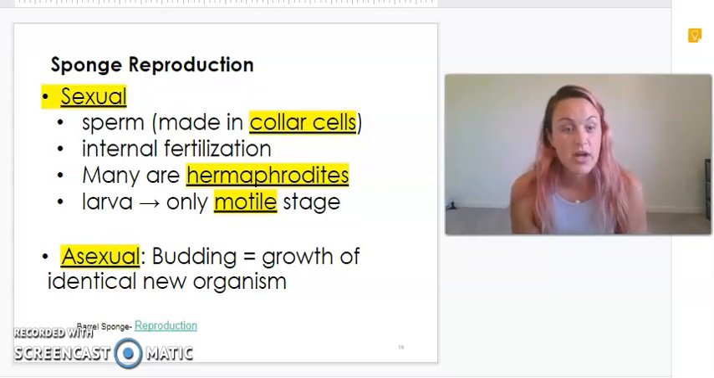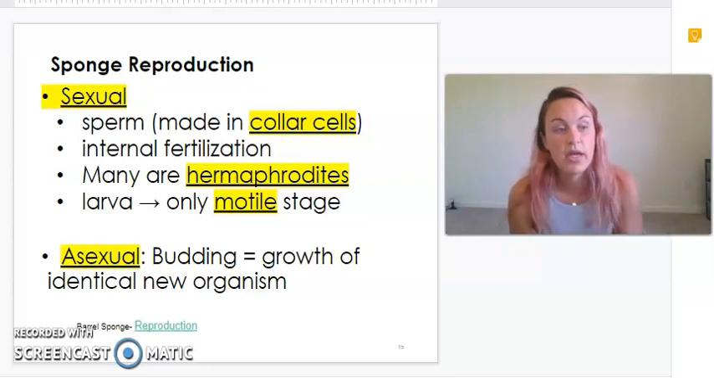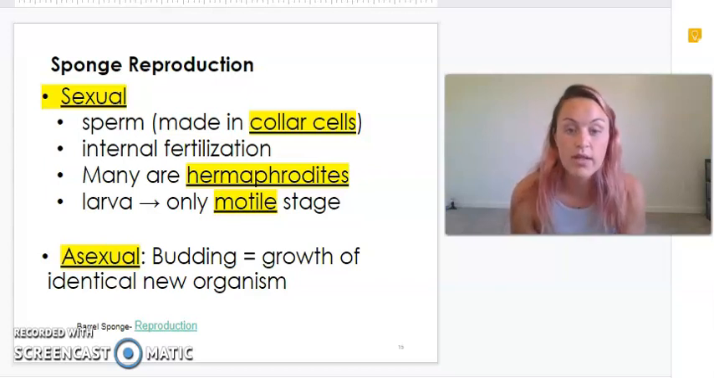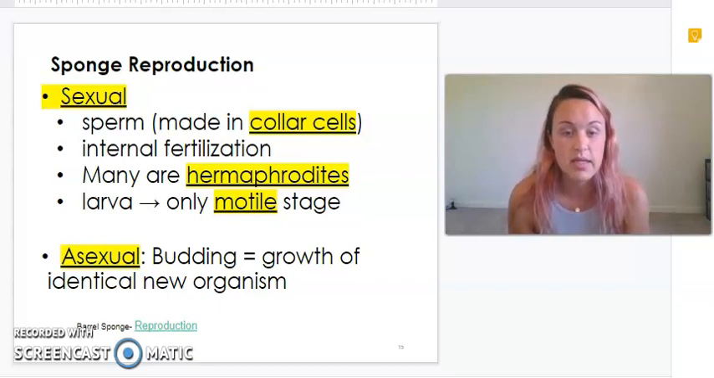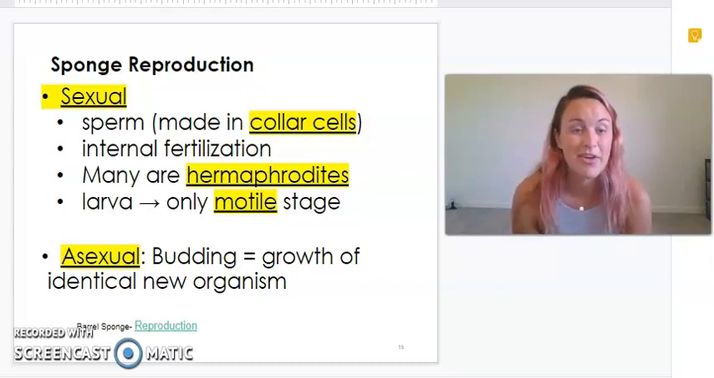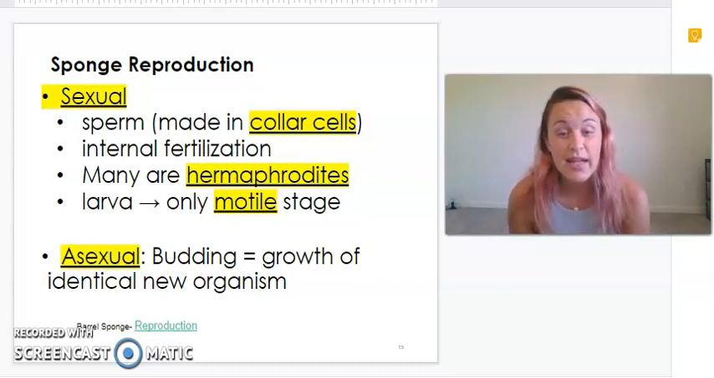Many sponges are actually hermaphrodites. Depending on the location, and depending on what the need for the gametes is, that's when they will determine which gametes are actually being released into the water column in order to be fertilized. So they can switch back and forth in there. The sperm is made in those choanocytes as well. So those choanocytes are not only trapping the food, but they're also producing the gametes needed for sexual reproduction. I did mention that larva was the only motile stage, so the only time they're actually moving around is when they are tiny little larvae.